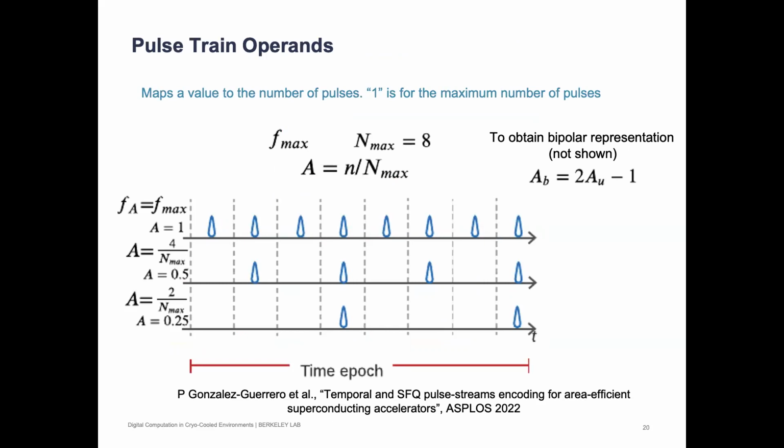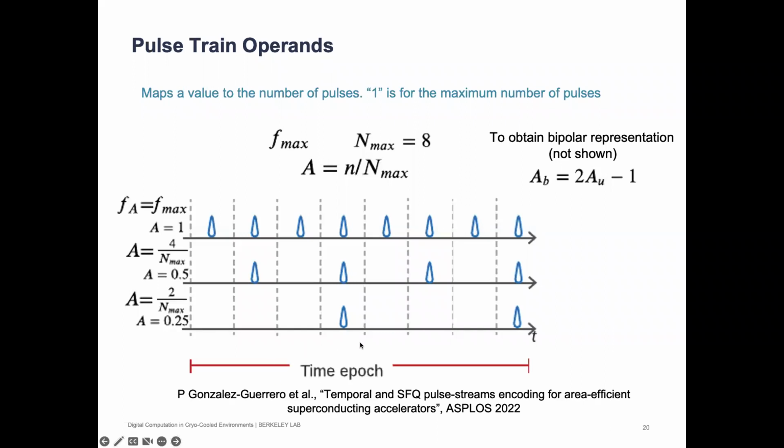We still have epochs because this all repeats. So in this example here, we have an epoch. If we observe the maximum number of pulses that we could have observed, so there are still time slots and a maximum of 1 pulse per time slot, that tells me the maximum value in my range, which in this case is 1. And if I have half the pulses, that tells me half of the maximum value. So in this case, 0.5, assuming the unipolar representation, 0 to 1, and a quarter, and so on.